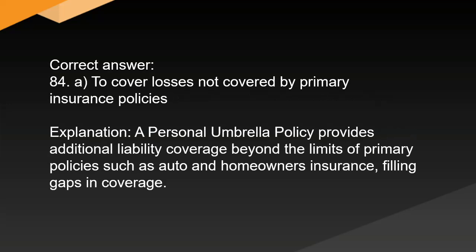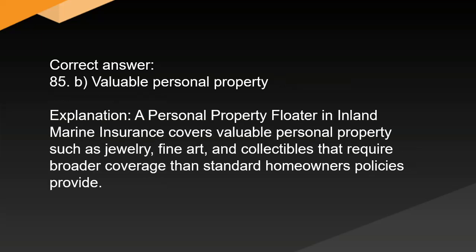Correct answer. A. To cover losses not covered by primary insurance policies. Explanation. A personal umbrella policy provides additional liability coverage beyond the limits of primary policies such as auto and homeowners insurance, filling gaps in coverage.